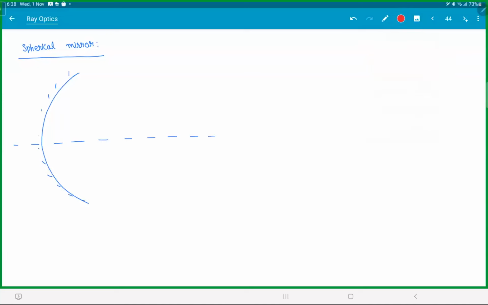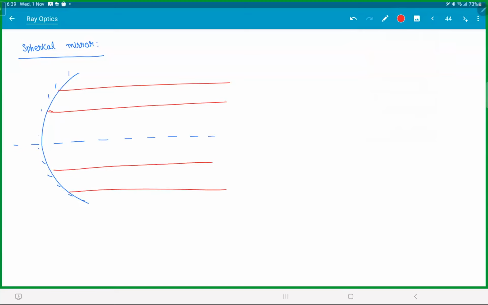and if you send parallel light rays, this is what you see. We get an image which is distorted. You won't get a single spot. All of the light rays don't meet at the same spot.